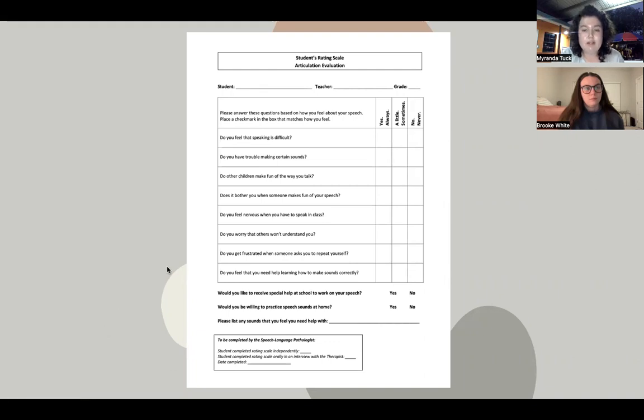So here's one example of a student's rating scale that they would use for an articulation evaluation. So do you feel that speaking is difficult? Do you have trouble making certain sounds? Do other children make fun of the way that you talk? Do you feel nervous when you speak? Do you ever get frustrated when people ask you to repeat yourself or when people don't understand you? Would you like to receive special help at school? And would you be willing to practice at home? These are all really important questions when meeting that kid for the first time and really evaluating how this speech sound disorder can impact their life.